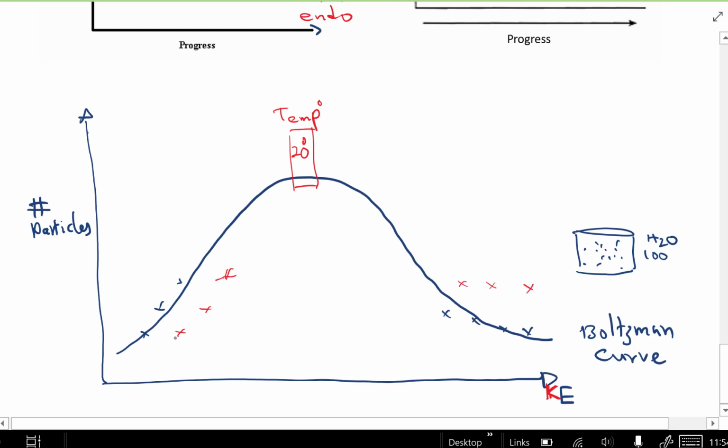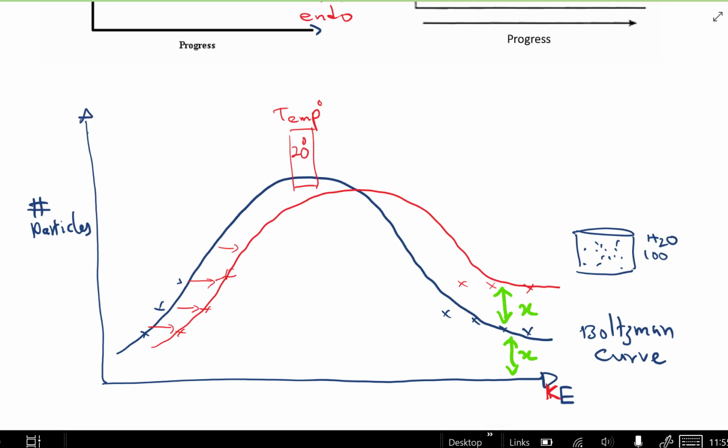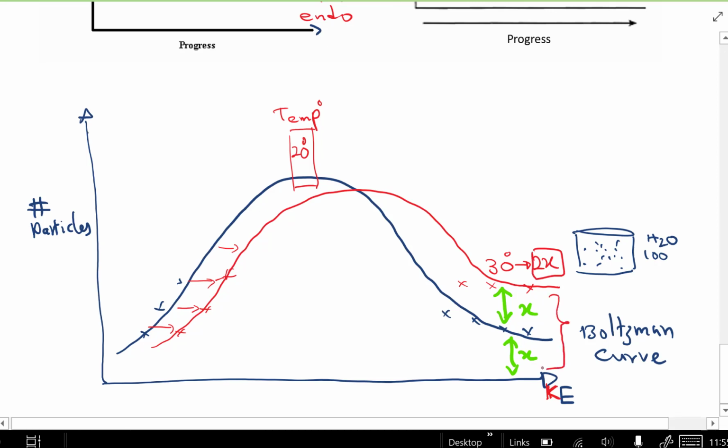Now, if a 20-degree water sample is heated up to 30, what happens? The particles get more energy, kinetic energy, so the curve shifts to the right. As a result, let's say I had X moles and this one also X moles. So that means from 20 to 30, your amount here is 2x in the Boltzmann curve. That's the whole point. That's what we are trying to look at.